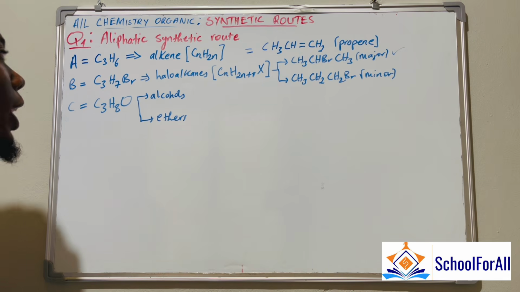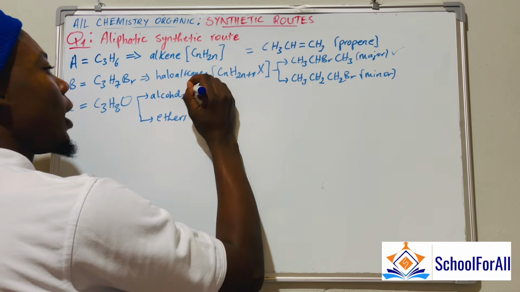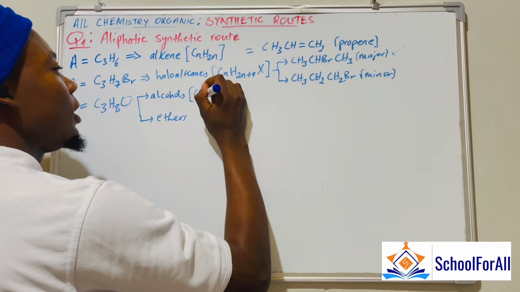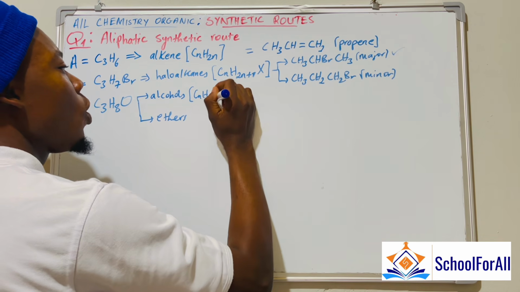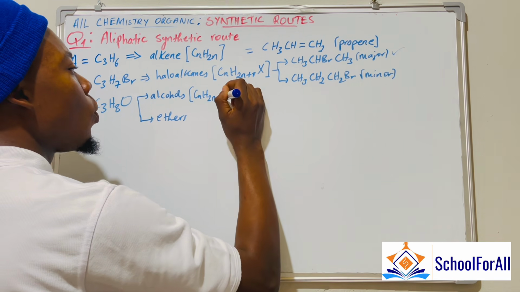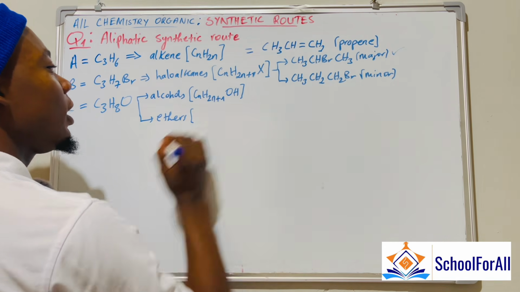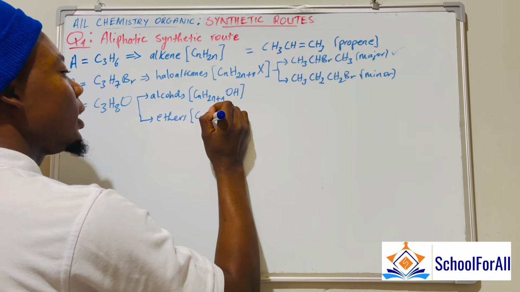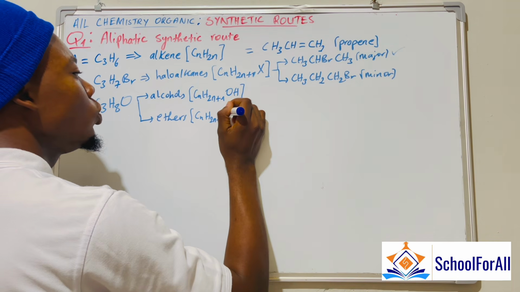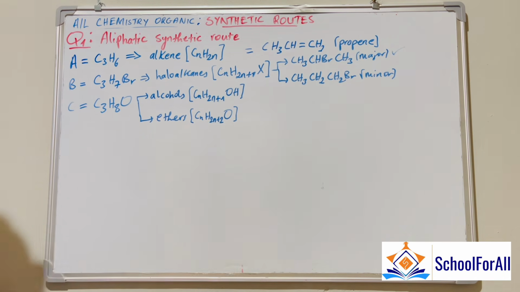Is it okay? Now, the general formula of the alcohol is CnH2n+1OH, and the general formula of the ether is CnH2n+2O. Are we together?